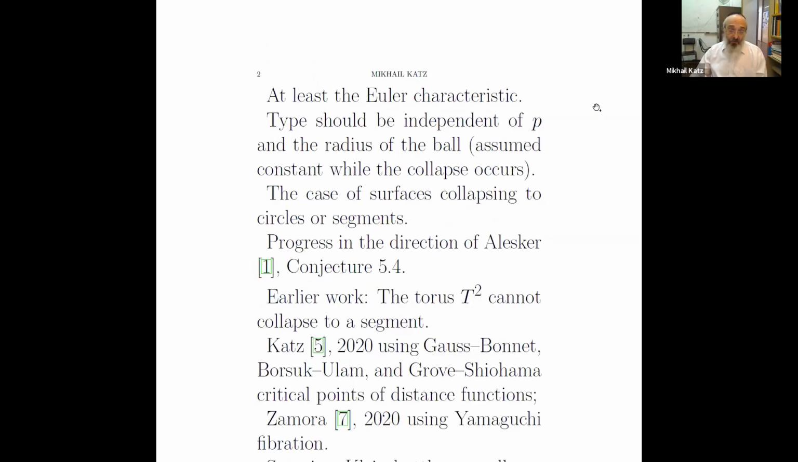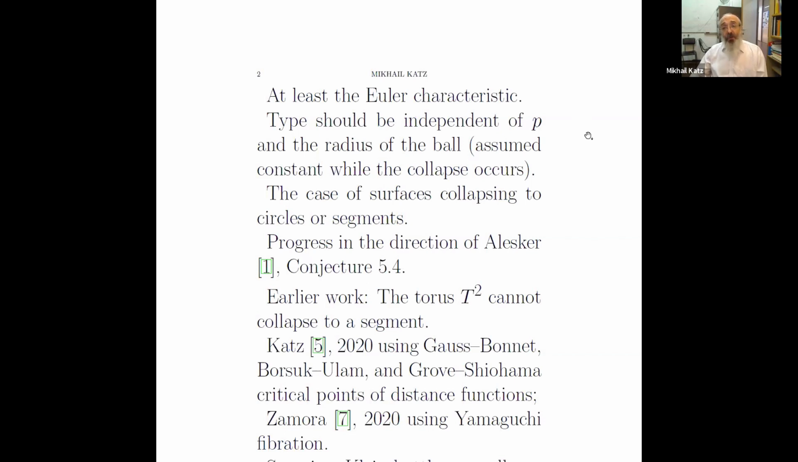So at least if you can't control the homotopy type, maybe you can control at least the Euler characteristic. That would be necessary in order to start talking about the formula. And in any case, the homotopy type should be independent of the point P and of the radius of the ball. So the radius is assumed to be small, but for a sufficiently small radius, the homotopy type should be independent of the radius.